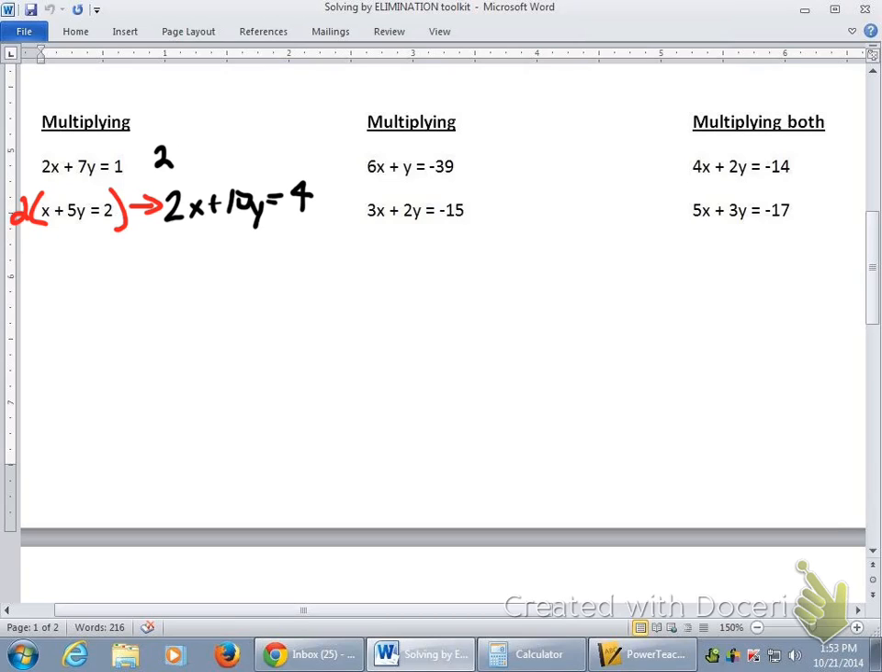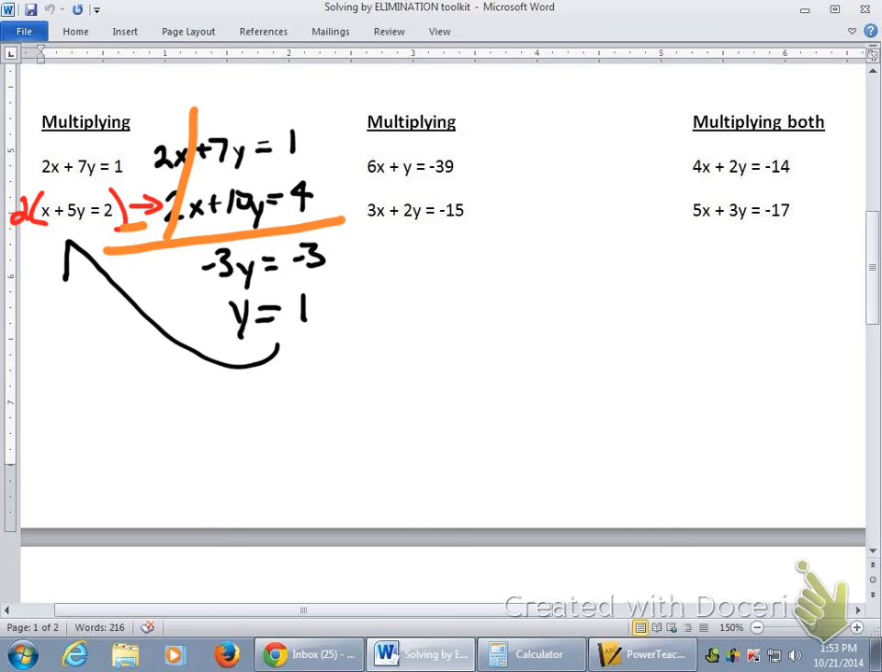and got 2x plus 10y equals 4. I just copied the top equation again. I didn't do anything fancy to that. And now you recognize from yesterday that you have the x's are exactly the same. And we remember that the same we're going to subtract. So I'm going to subtract those two and use my elimination method.